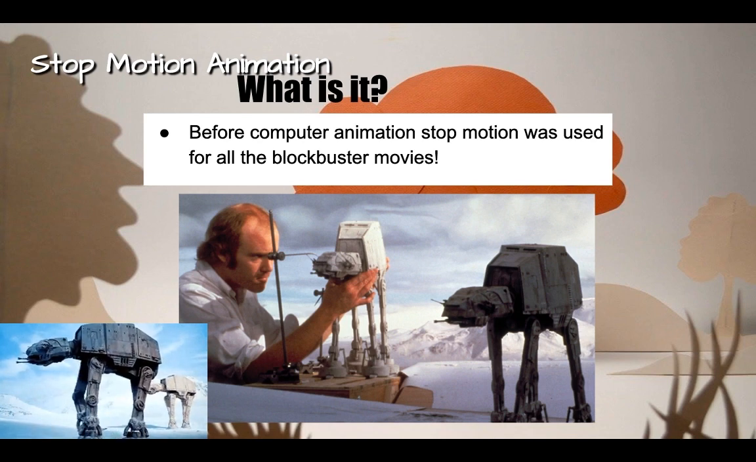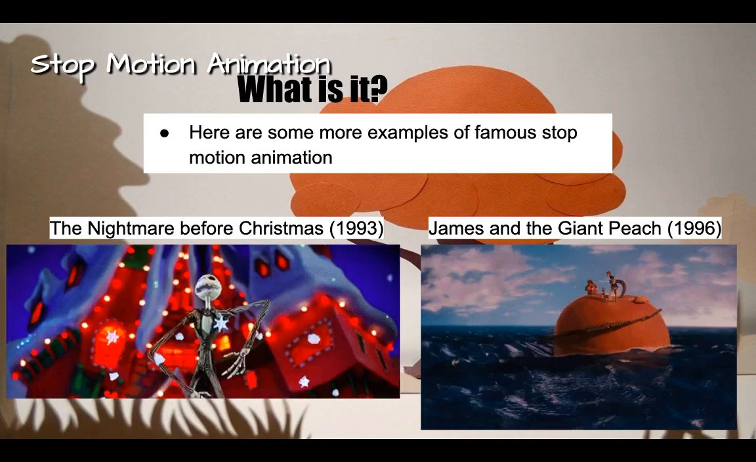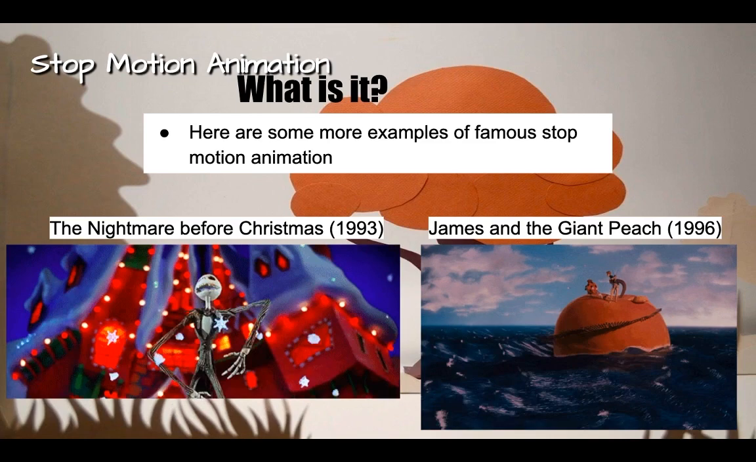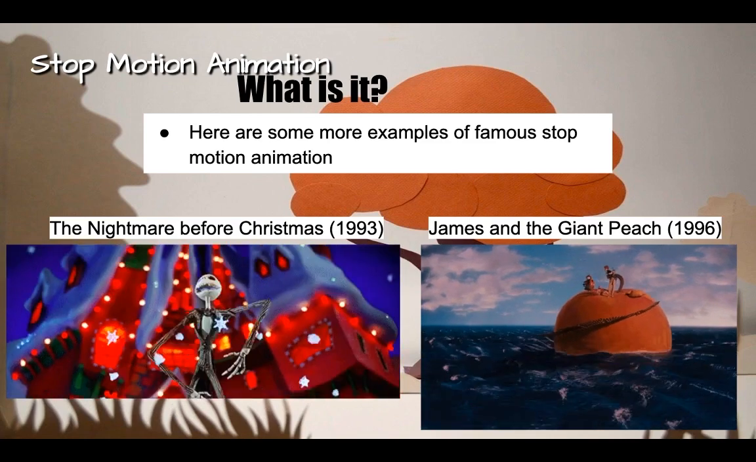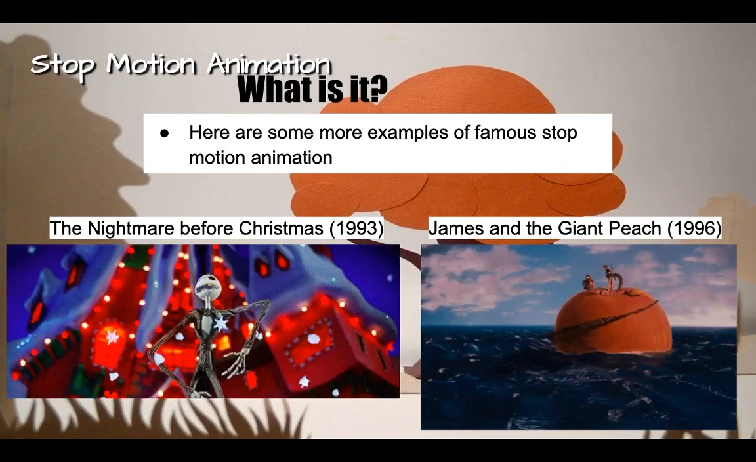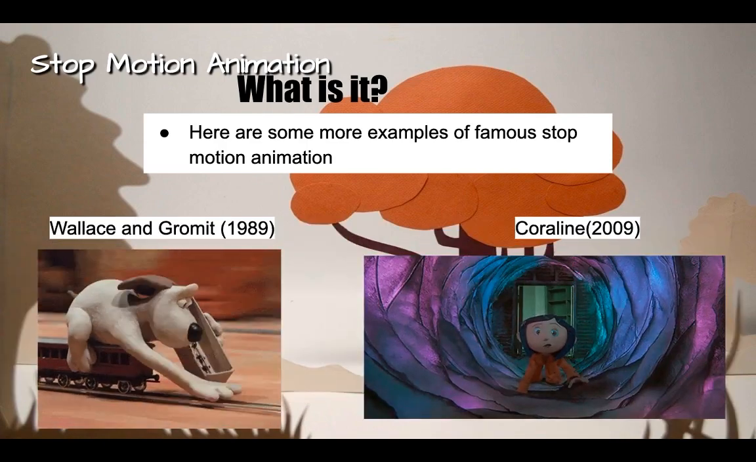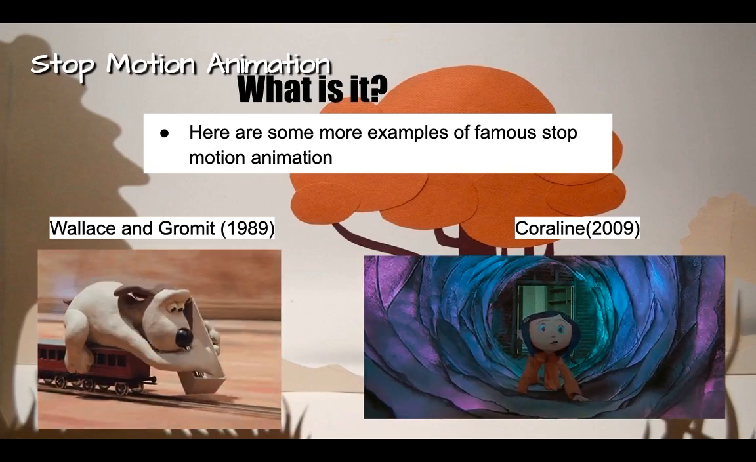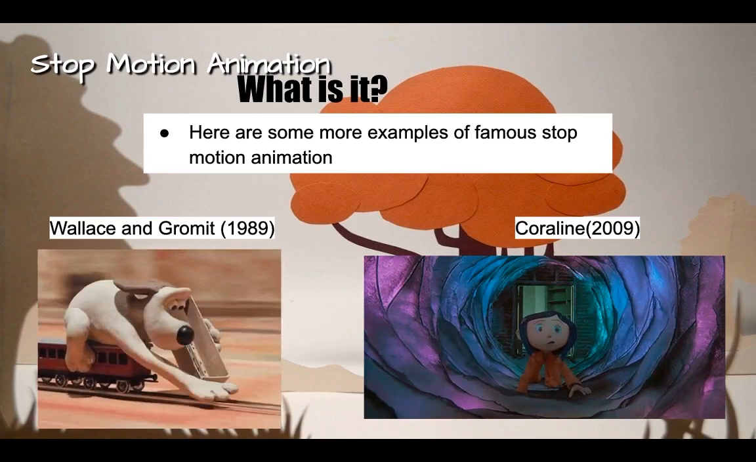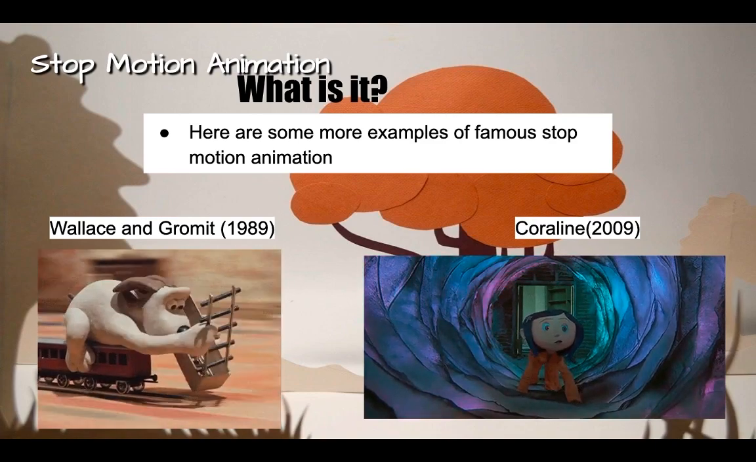Like Star Wars. Here are some more examples of really famous stop motion animations. Some of my personal favorites, like The Nightmare Before Christmas in 1993, James and the Giant Peach in 1996. Wallace and Gromit is a great series of short movies, and Coraline from 2009 is another great example of stop motion animation. This animation was created using nothing but Post-it notes.